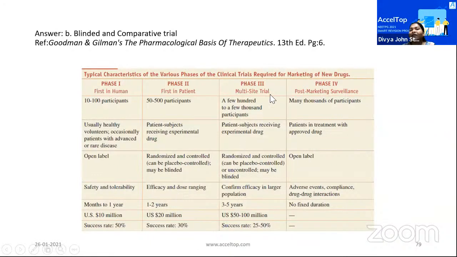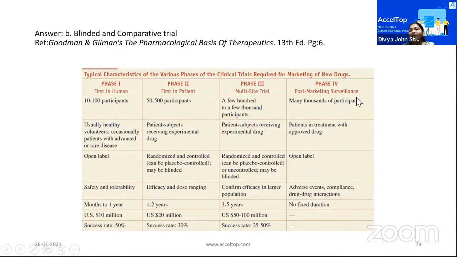Okay, in phase 3 trials, which is a multi-site trial, a few hundred and few thousands of patients are involved, and the patients receive the experimental drug in a randomized and controlled fashion. It can be placebo controlled also or uncontrolled as well. It can be or may be blinded. Okay, so this is to confirm the efficacy in the larger population set. Okay, so once you've established efficacy and dose ranging, it is tested as a therapeutic confirmation in phase 3.